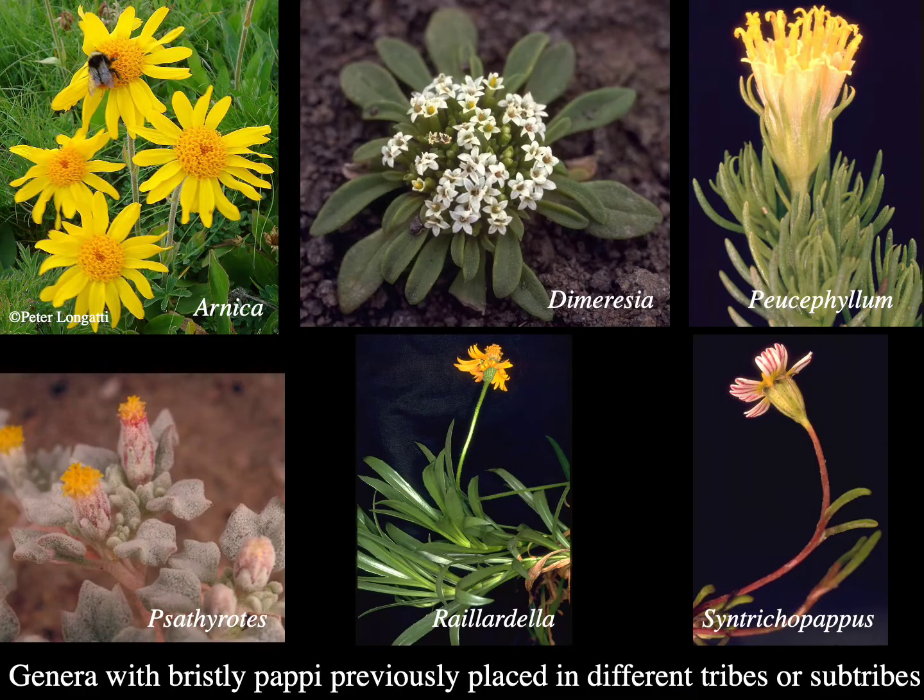And one of the conclusions of that study was that genera with bristly pappi, a pappus of bristles, that had often been placed in other tribes on that basis really did belong to the Helenieae in the broad sense. And these are some of the genera that he included that had often been placed in other tribes, and especially Senecioneae.